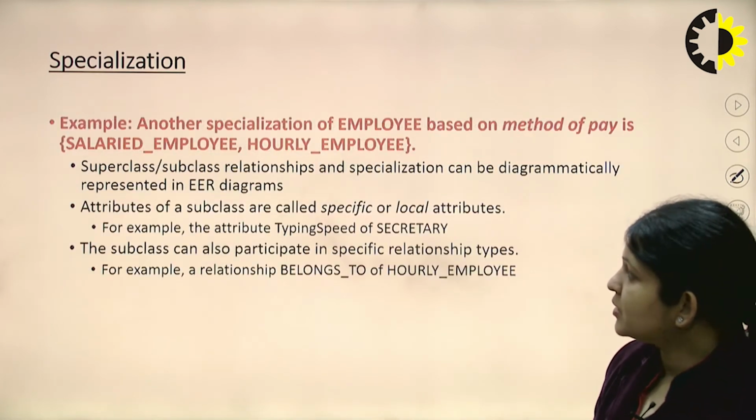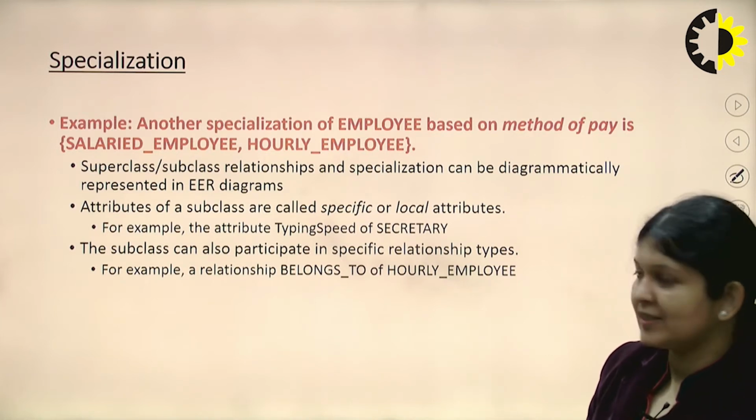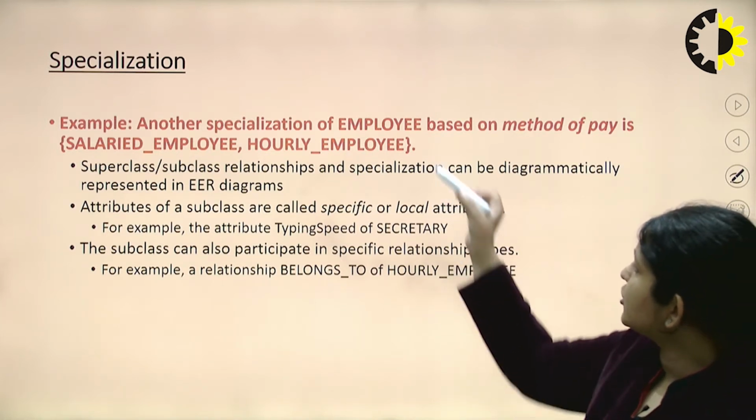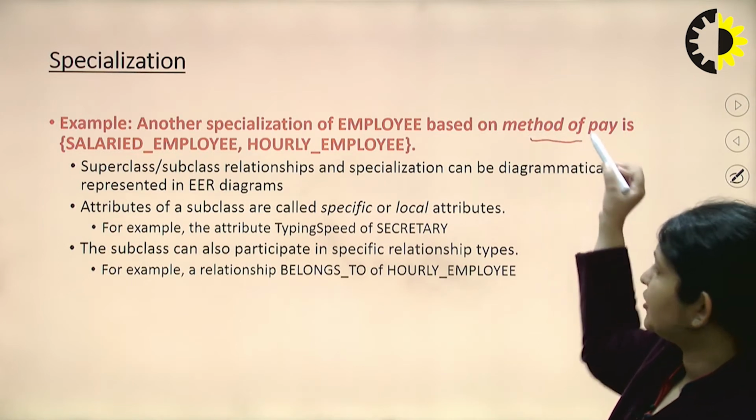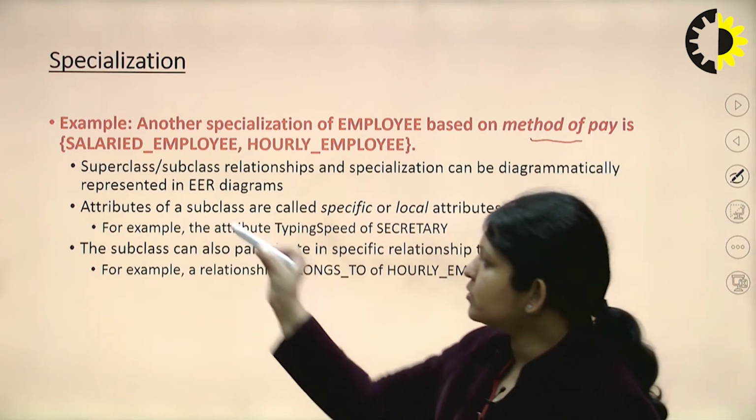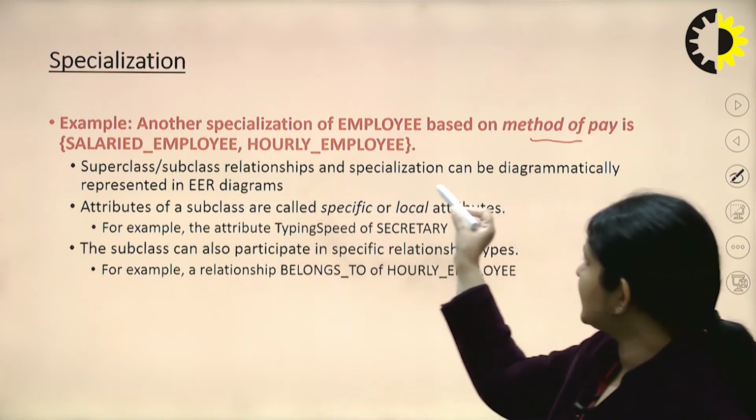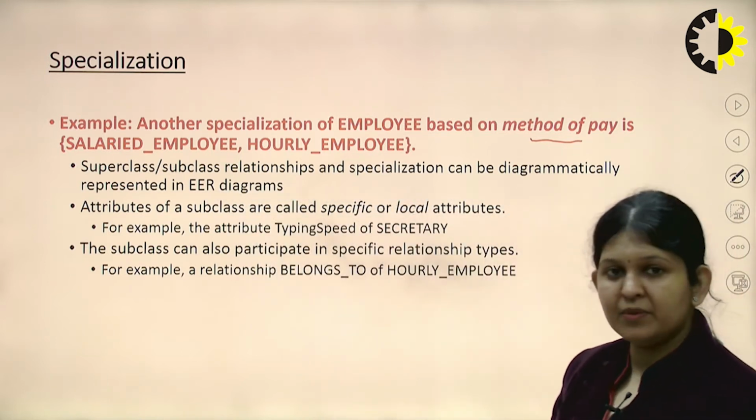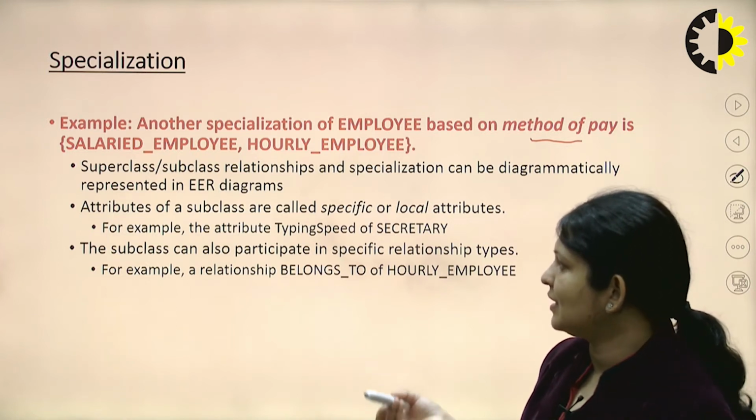So let's see some other example of specialization, that is, specialization of employee based upon the method of payment. So we have salaried employees and hourly employees. The superclass-subclass relationship and specialization can also be represented diagrammatically in the EER diagram.